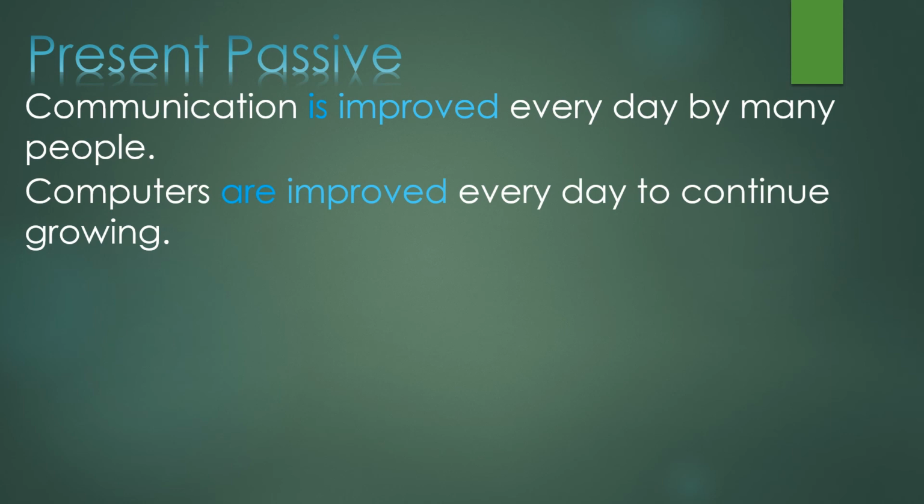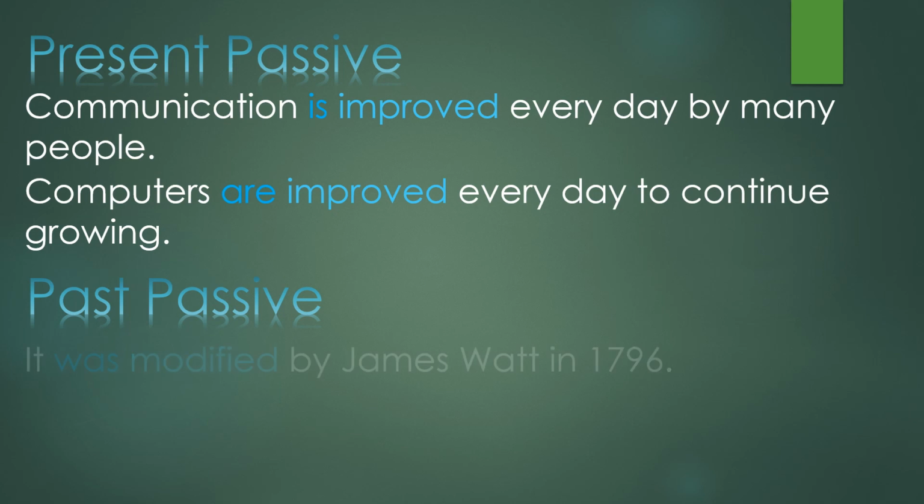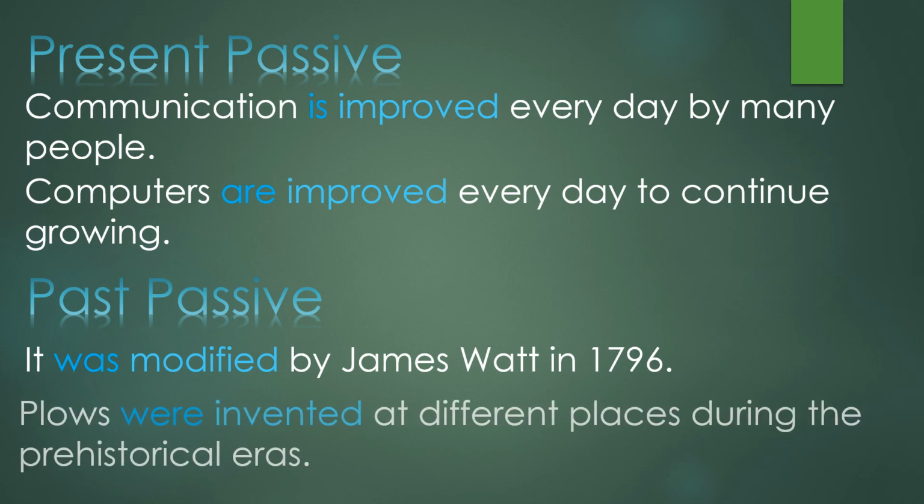Then we have computers are improved every day to continue growing. Computers was the object and now is the subject. Are is verb be in plural form in present and improved again is the past participle of the verb. We have the past passive, so in this case what is going to be in past tense is verb be. It was modified by James Watt in 1796. Was modified, so it is past tense of be and modified is the past participle.